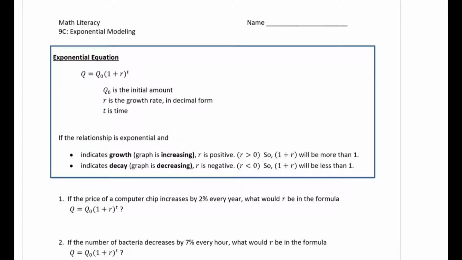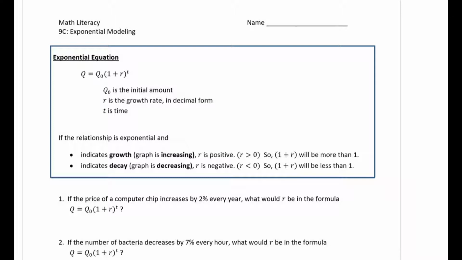Here's my equation to represent exponential relationships. Q equals Q sub 0 times (1 plus r) to the t power. Q stands for quantity, and Q sub 0 is the quantity at time 0, or my initial amount. R is the growth rate, written in decimal form, and it's usually given to you in terms of percentage in the word problems that we're going to be looking at, and t is for time.